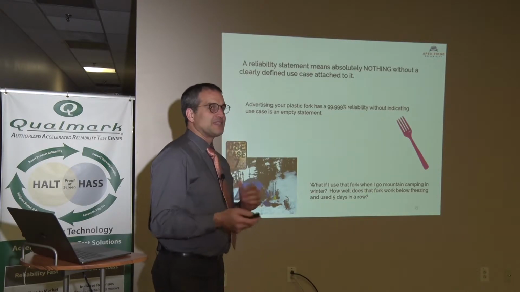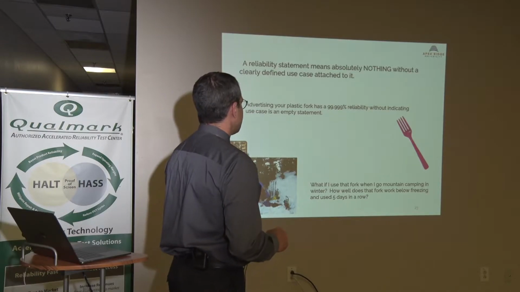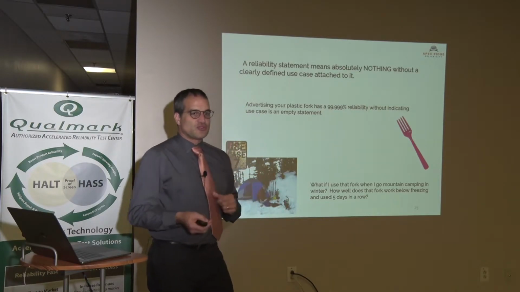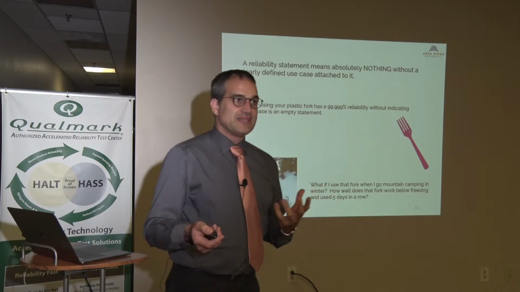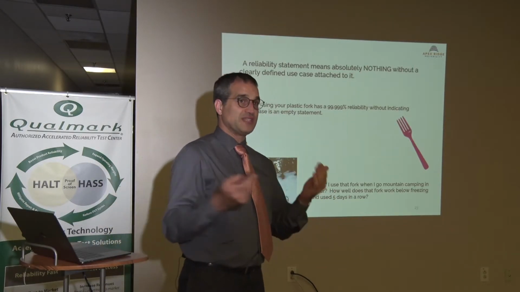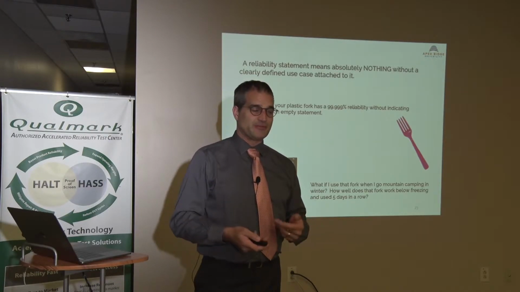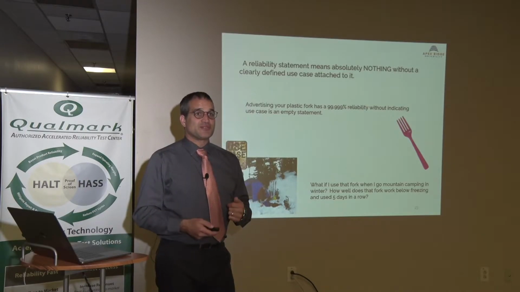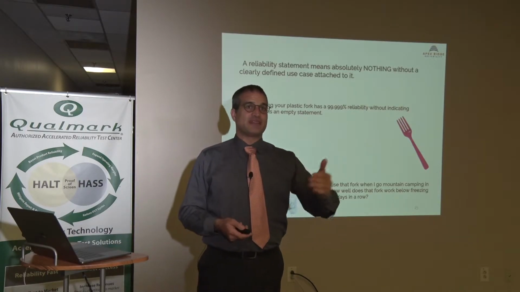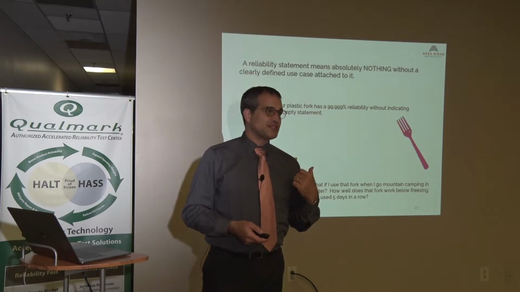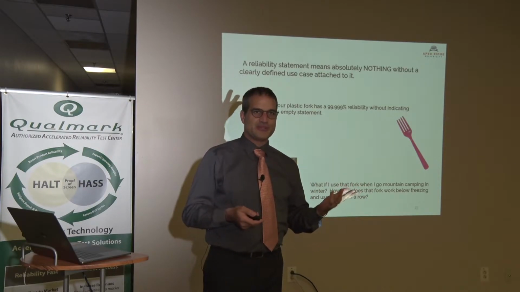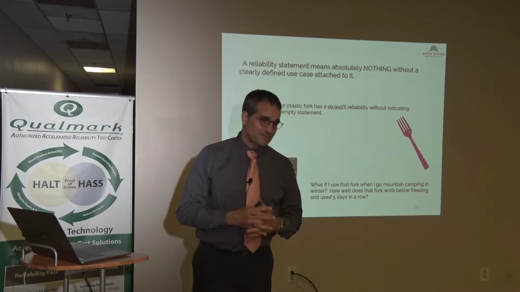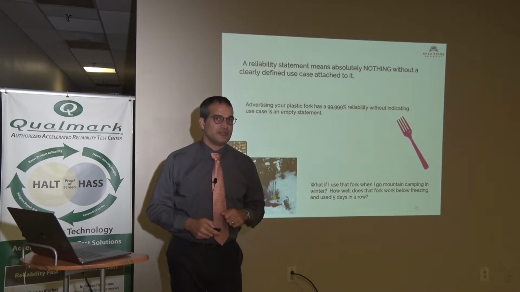So if you had, let's say, a plastic fork, and you advertised that it had a 99.999% reliability without indicating the true use case, is that an empty statement? And it is, of course. Of course there's the implication, and we hear in advertisements reliability, and they give us percentages. But they don't tell us what they're making that reliability statement for. So with a plastic fork, there's kind of this implied, oh, you're going to use it indoors and normal temperatures, whatever you consider normal to be, for eating food.